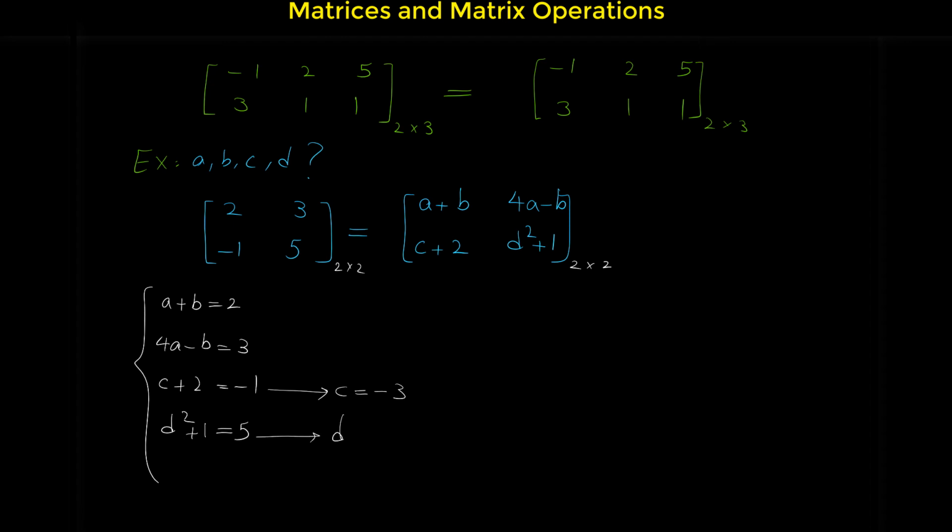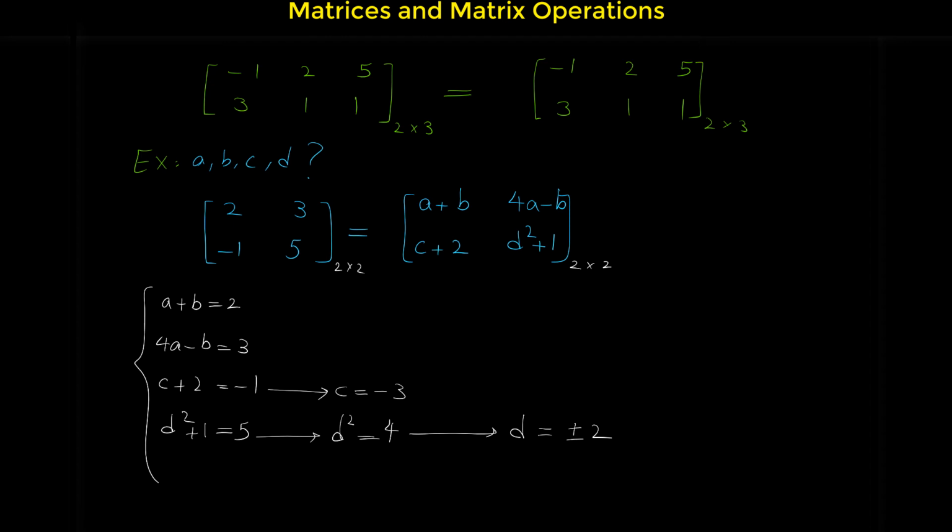From this equation, we have D squared equals 4. If we bring 1 to the other side, 5 minus 1 is 4. Because D squared is 4, if we take a square root, D equals plus minus 2. Now let's find A and B from these two equations. For finding A and B in these two equations, we can use substitution method, elimination method, or other methods. And later in this course, in linear algebra, we will learn other methods for solving system of equations.